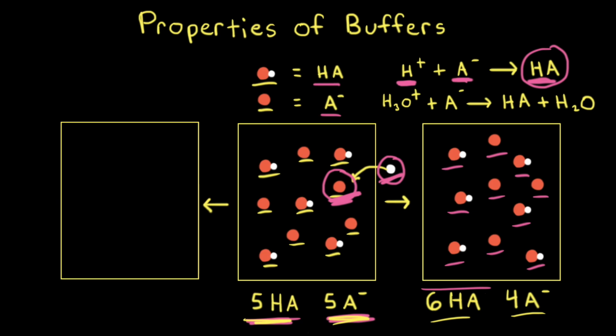A buffer solution resists changes in pH, so the added H+ was neutralized by the presence of the base. If the buffer solution had not been present, if we just had some water and we added some H+, the pH would have changed dramatically. One way to write the acid-base neutralization reaction that occurred is H+ plus A- goes to HA. However, since H3O+ and H+ are used interchangeably in chemistry, we could have also written the net ionic equation as H3O+ plus A- goes to HA and H2O.